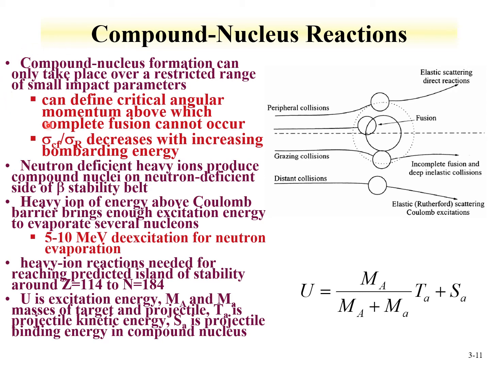These reactions, as you can imagine, are probably the lowest probability with a high mass, relatively high mass projectile. So these cross sections can be relatively small.